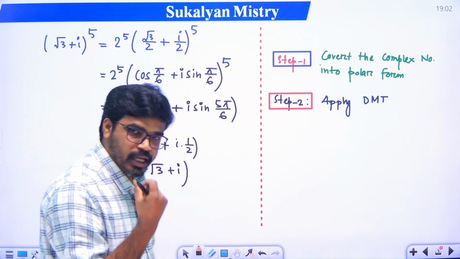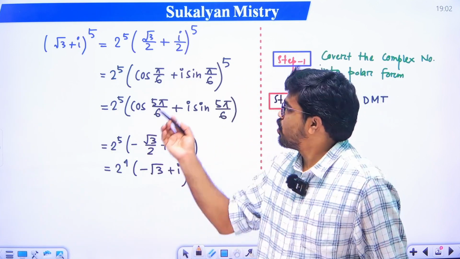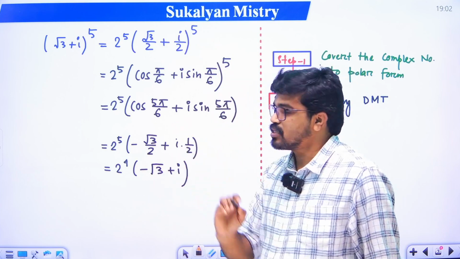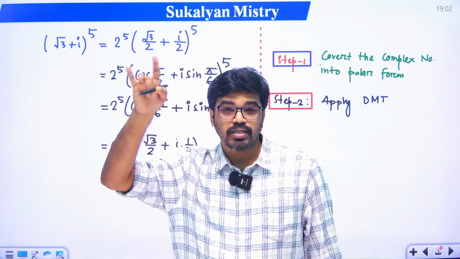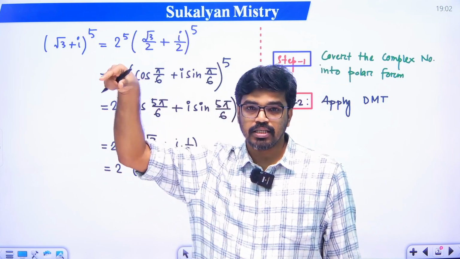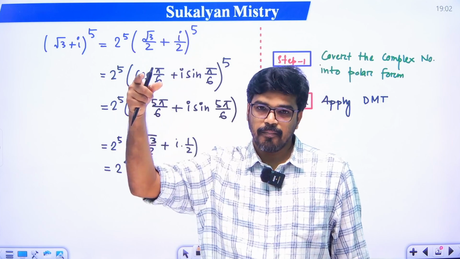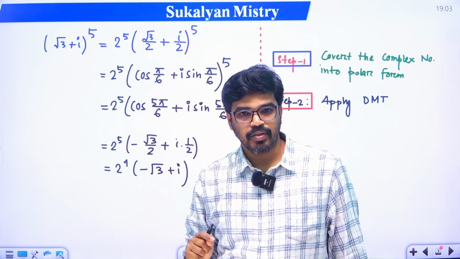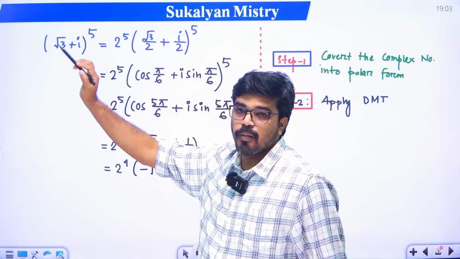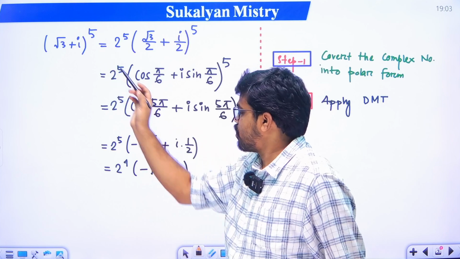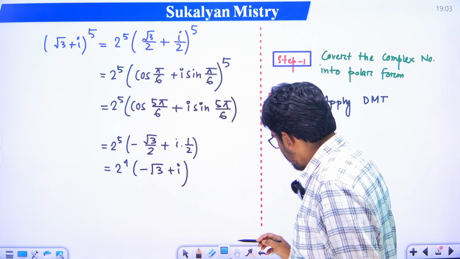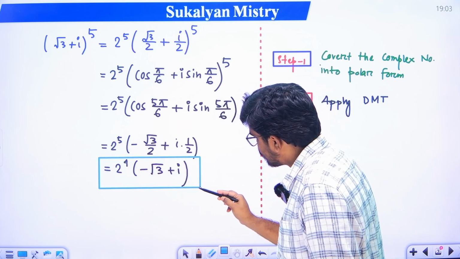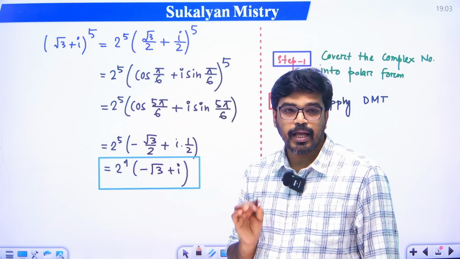So we get only one answer. When n is an integer, we get only one answer. So for any complex number, if the power is an integer, we get only one answer. Let's see, this is a complex number, √3 plus i to the power 5. We get only one answer.